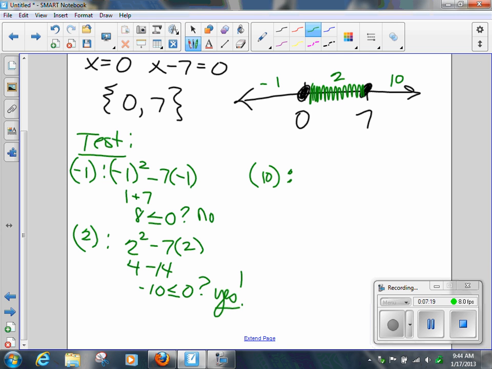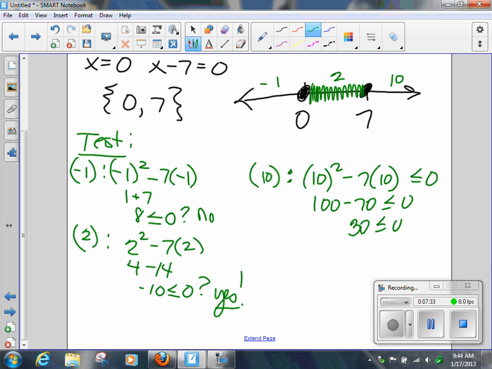Let's just prove it, because that's what we're doing, is we're proving that it's not going to work. 10 squared minus 7 times 10 has to be less than or equal to 0. We've got 100 minus 70. 30 is not less than 0. So we have our number line.